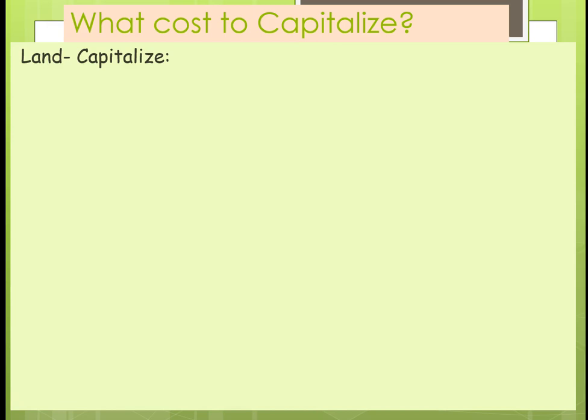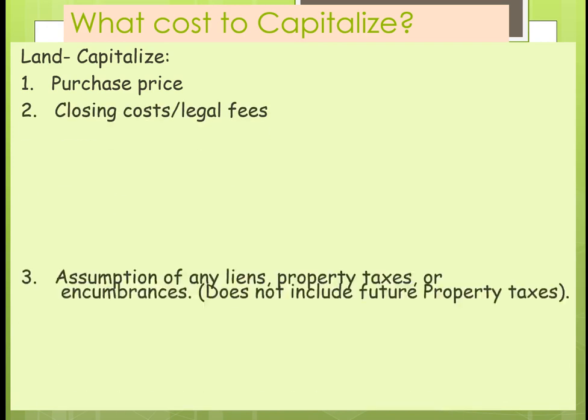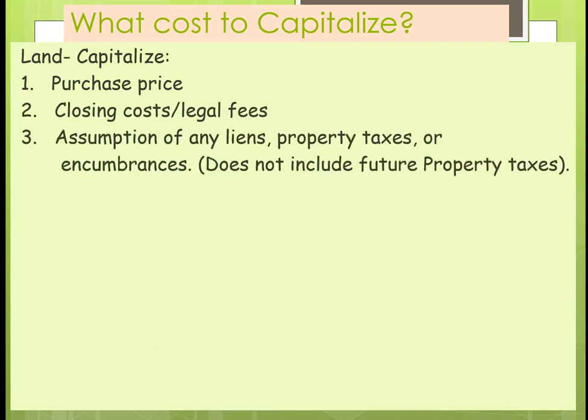Now, land capitalized. What do we include? Of course, we include the cost, the closing costs, the legal fees, assumption of any liens, property taxes, or encumbrances. Does not include normal property tax. Now remember, this is part of that rule. We must include all costs that are required to get it ready for its intended use. Title search and title insurance.